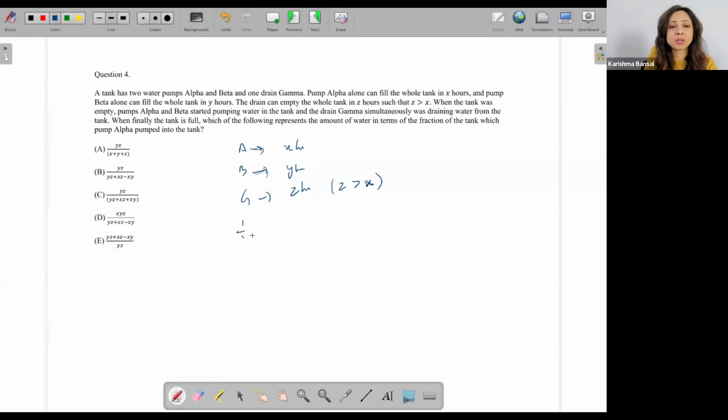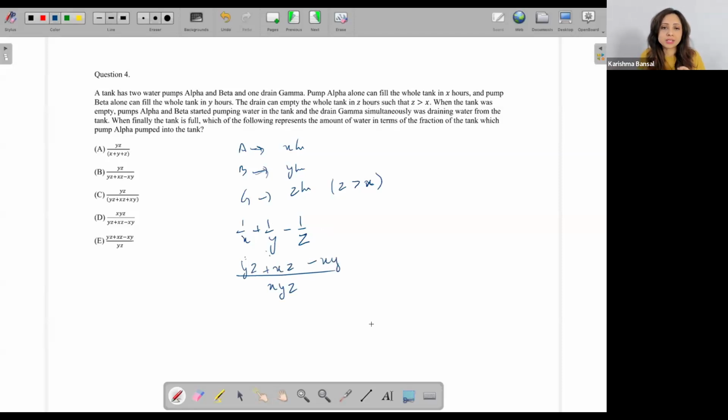So what is the total rate of all three when all three are working together? I get 1 upon X plus 1 upon Y. It's a drain, so the rate of work is negative, minus 1 upon Z, because their work is getting added, whereas this is subtracting out the work. It is doing negative work over here. Now let me add. I'm adding up all the rates to get the total effective rate of all three working together. So I get XYZ in the denominator, and YZ plus XZ minus XY in the numerator.